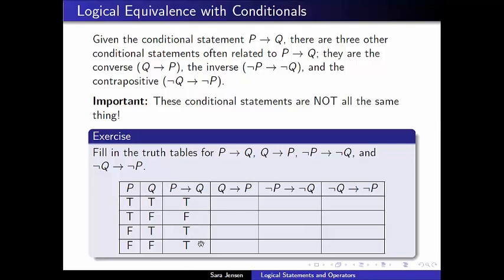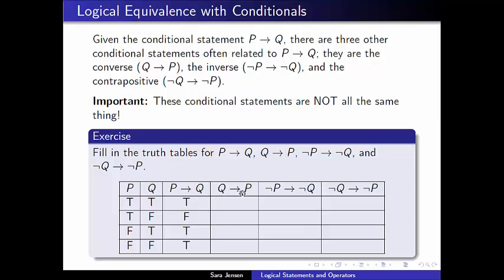We notice that much like an OR statement, a conditional statement only has one false value, and that occurs precisely when the antecedent is true and the consequent is false. So we have true, false, true, true right here.